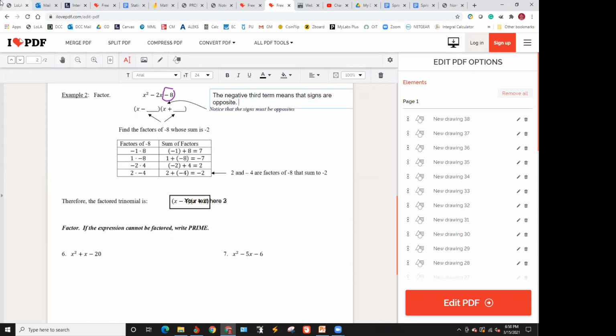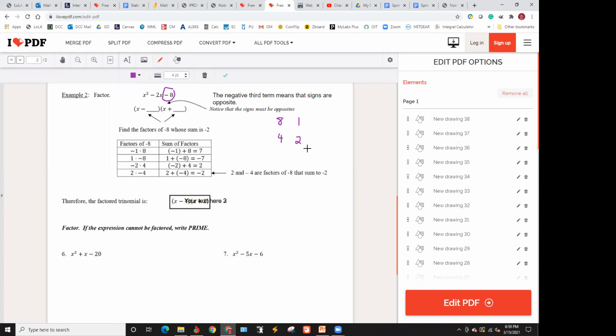Which means one positive, one negative. So one sign is x minus, one sign is x plus. Now, I'm going to show you something that's a little bit different than what they're showing you. If you understand, that's fine. I'm going to write out the factors of 8. And again, I'm not going to mess with the signs, and I'll tell you why.